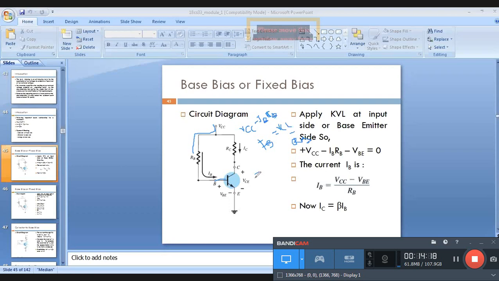VCC is 12 volts. RB is 0.5 kilo ohms, that is, you can read it as into 10 to the power of 3. How much will you get now? Calculate this. This is for the base terminal. How much will you get? How much did you get?